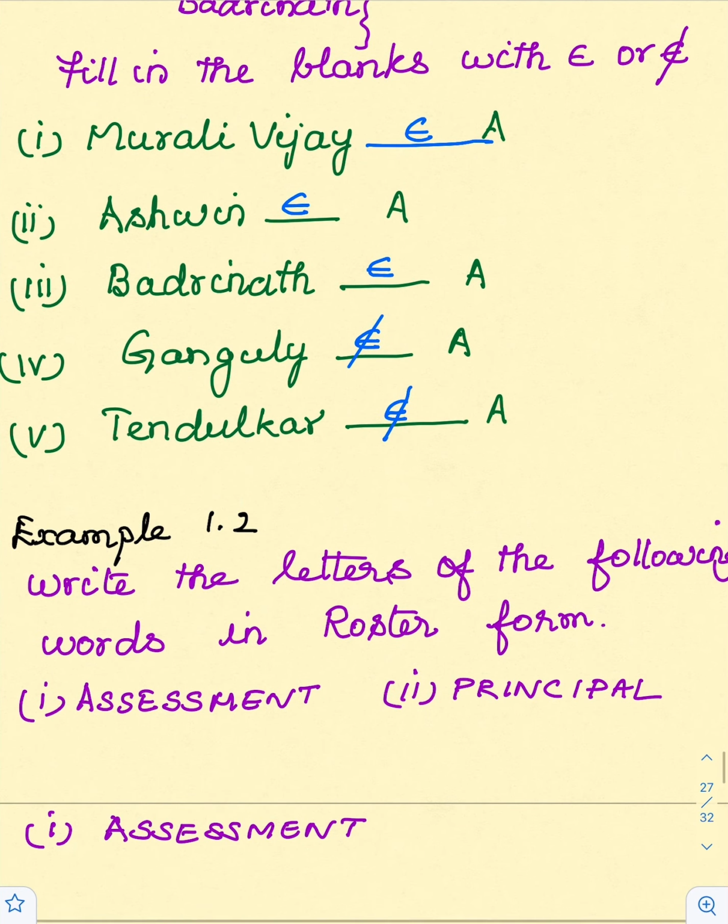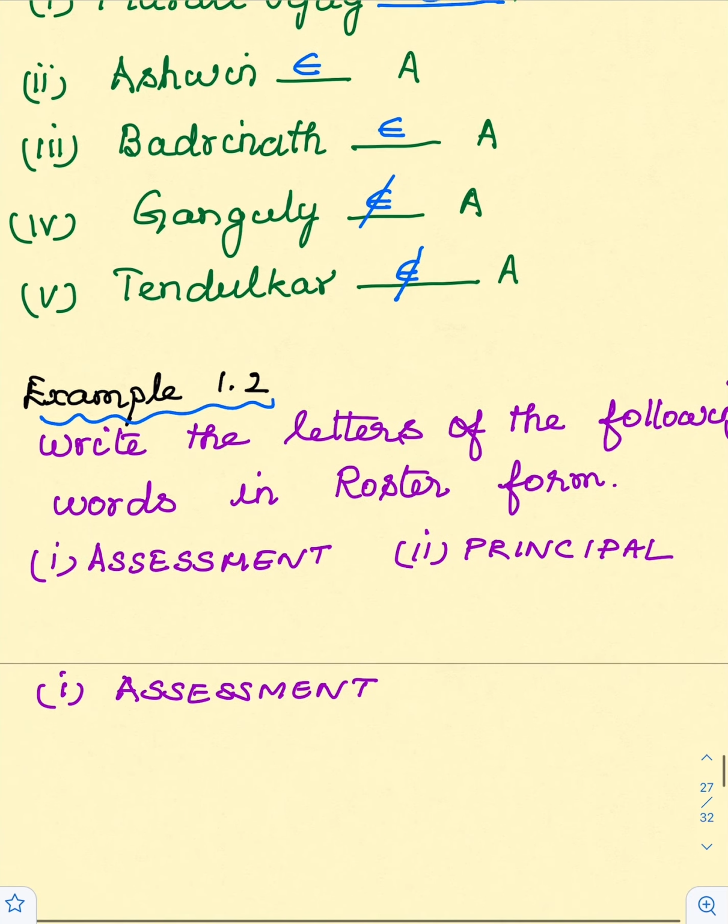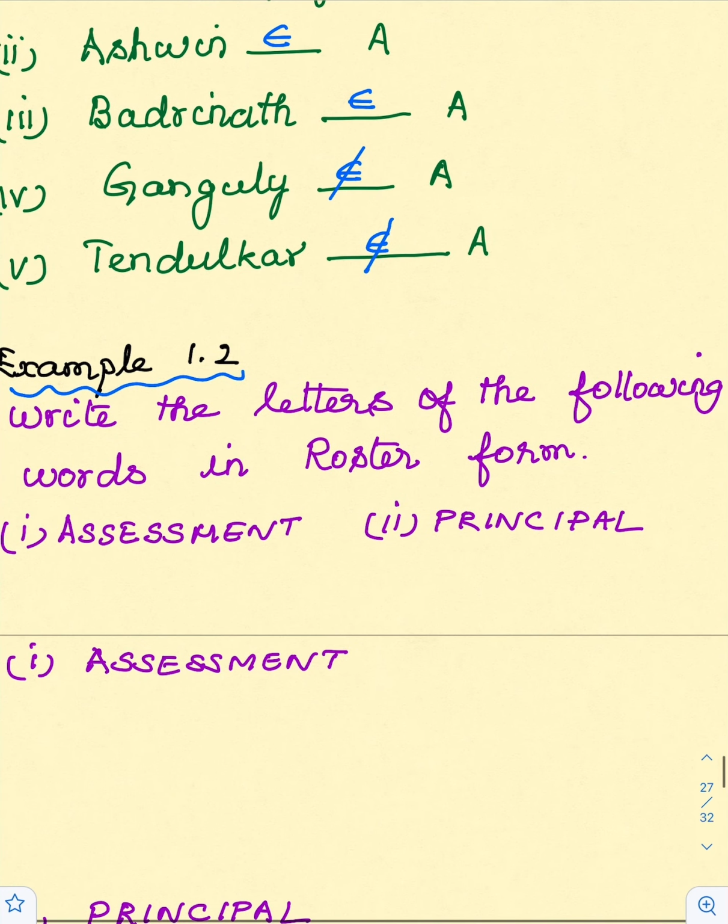So now we go to the second example, example 1.2. Write the letters of the following words in roster form. Roster form means we have to write it in the tabular form. So what is the first subdivision? It is the word assessment. So we have to write the letters of the word assessment in the roster form, that is, in the tabular form.